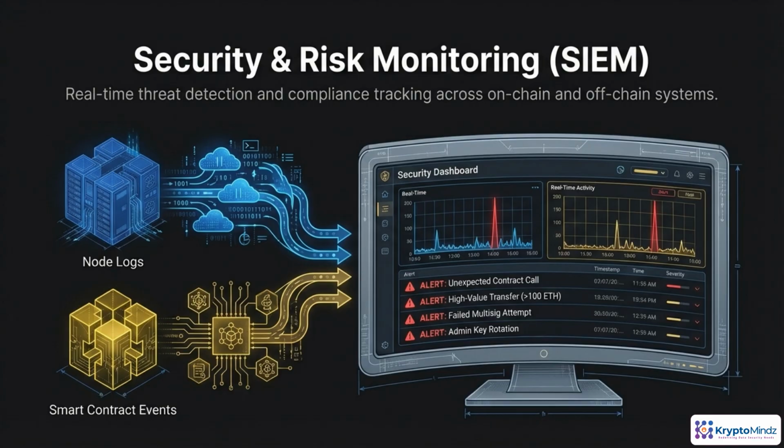Security and risk monitoring for blockchain systems means treating on-chain activity as just another critical telemetry source. Your SIEM or monitoring stack should ingest node logs, smart contract events, and off-chain application logs, then correlate them in real time. The goal isn't only alerts on attacks, but also compliance evidence, anomaly detection, and clear forensic trails when something goes wrong.